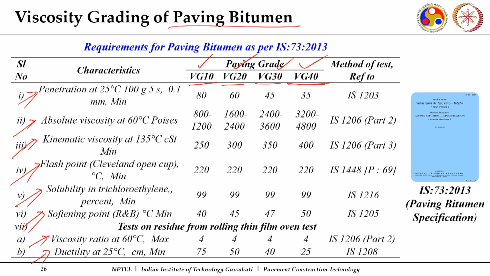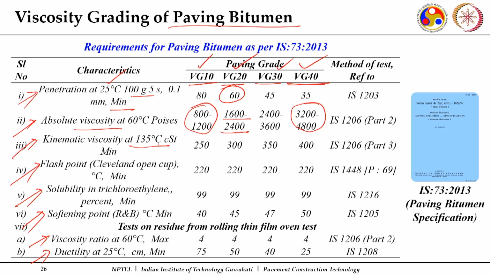Now, here you can see what should be the requirement of a penetration test done at 25 degree centigrade. For say VG20, it says the minimum value of penetration should be 60. Similarly, it says absolute viscosity value should be in the range of 1600 to 2400, and as I mentioned, these are harder grades. So, the viscosity requirement of VG10 is 800 to 1200, and that of VG40 is 3200 to 4800 poise. As this is a harder grade, the absolute viscosity will be higher for VG40.